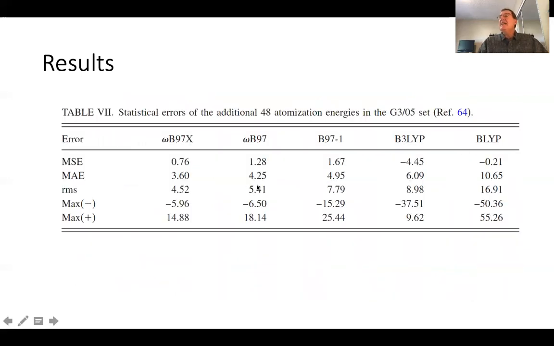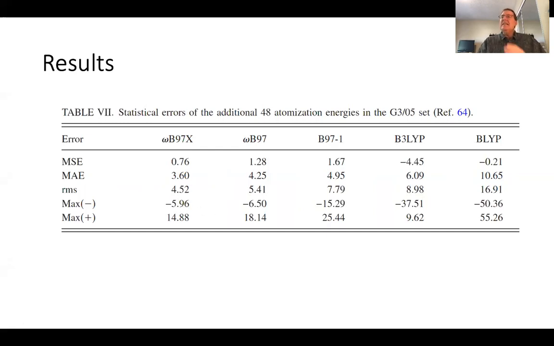So here's another set of atomization energies. So how do these functionals do? Here's the mean absolute error, 3.6, and omega B97 beats out everybody. That doesn't mean it is always the best. You can see its maximum error on the plus side is larger than B3LYP's, although B3LYP may have gotten luckier in those. Its maximum error on the negative side is smaller than everything else.